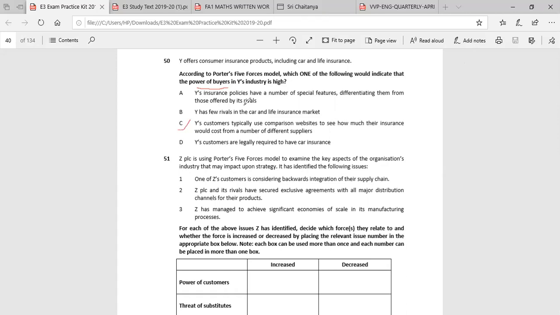A would become adding a number of features differentiating from those. So this is competitive rivalry. Y has few rivals in the car and life insurance market. Okay, this is also competitive rivalry. Customers are legally required to have car insurance. So what does that come under?